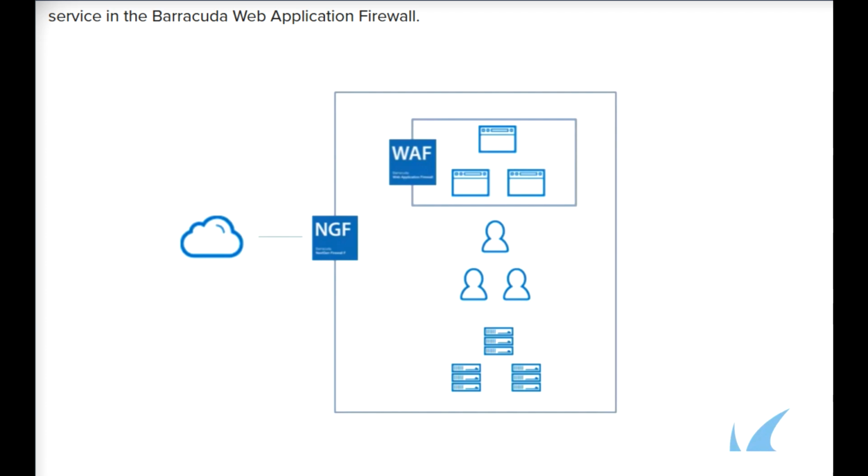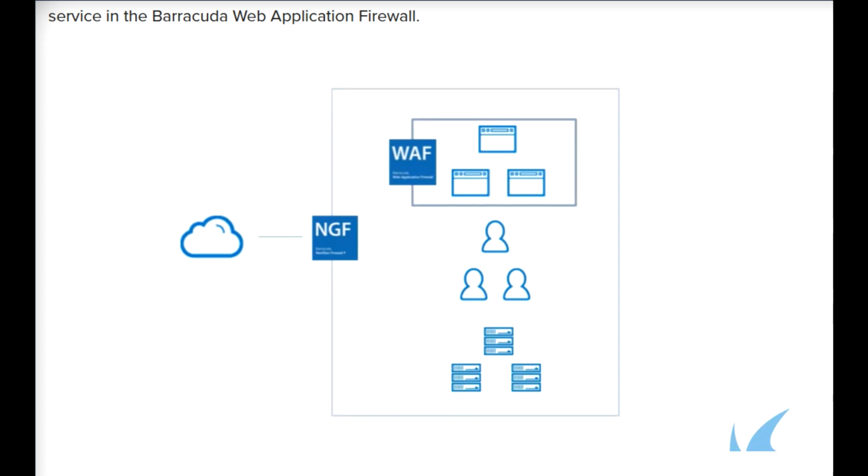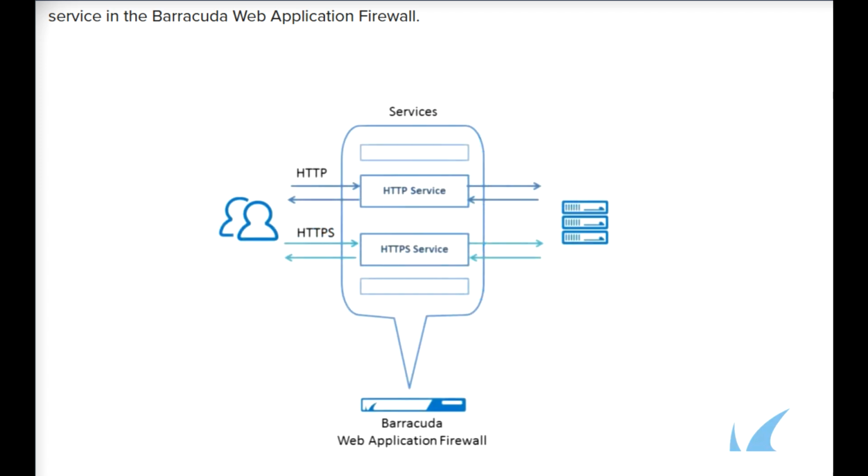Ideally, the Barracuda WAF is deployed behind a firewall, like the Barracuda Next-Gen firewall shown here, to provide you with the best security. To protect your first web application, you first need to create a service.